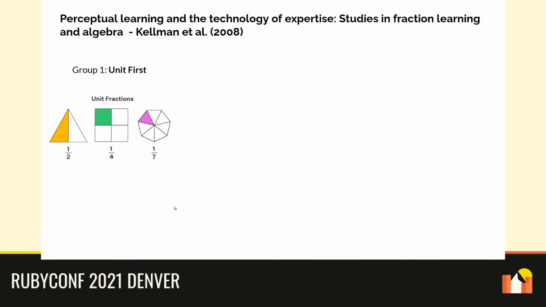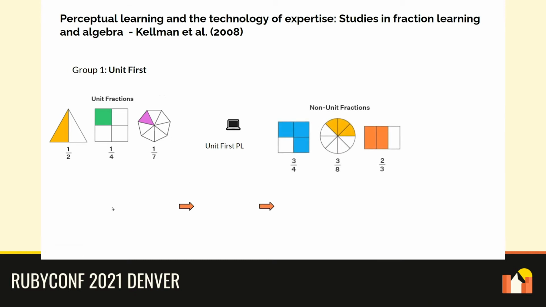The first one was unit first. So after the unit fractions lessons, they were enrolled in a unit first perceptual learning training. Then they had more classroom lessons on non-unit fractions, followed by another set of mixed unit perceptual learning training.